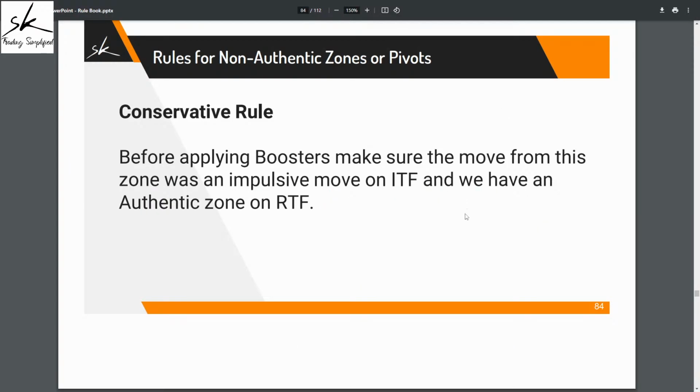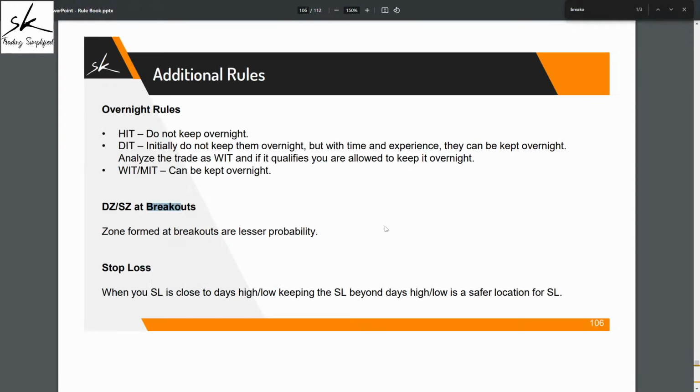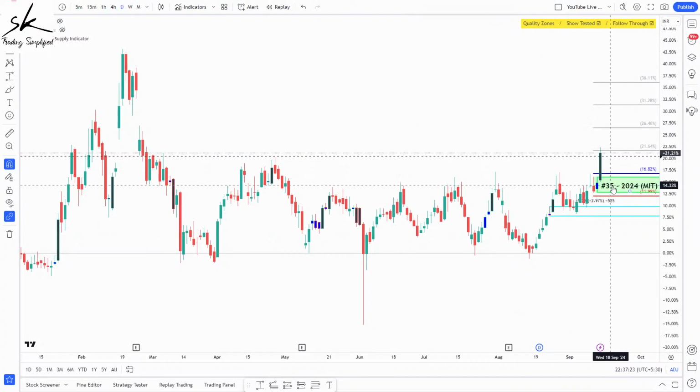And if you go to the rule book, you will see that I have given you a rule which says that your demand supply zones which are formed at almost breakout levels are a little lesser probability. Now, why are they a little lesser probability? Because if you think about it, this is where we have our breakout. So people who believe in support resistance will say, okay, we have a breakout, now this should act like support, and they'll be buying. So when we are buying, a lot of people who follow conventional technical analysis would also be buying, which does not give us an edge, right?